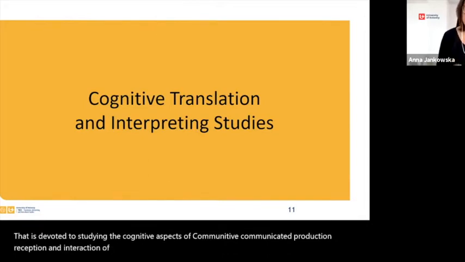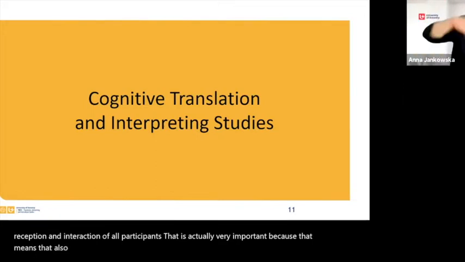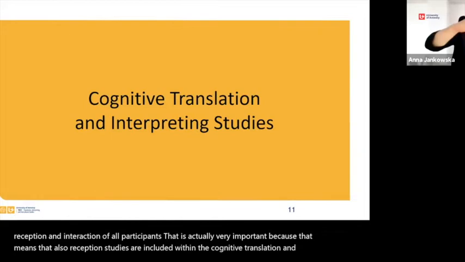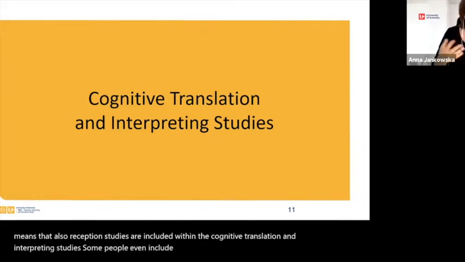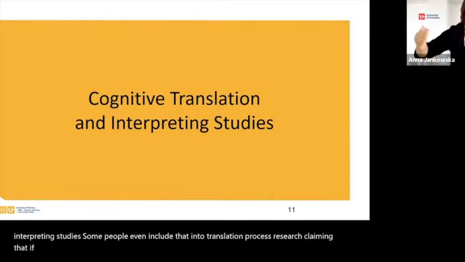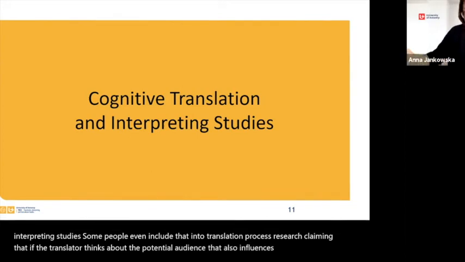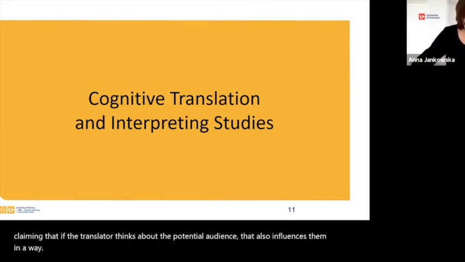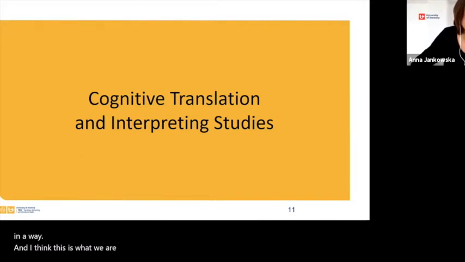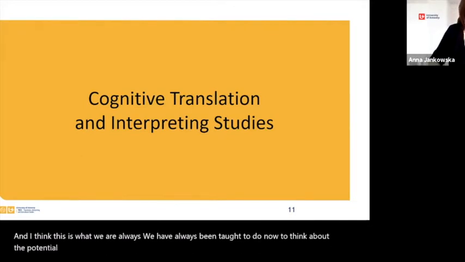That is actually very important because that means that reception studies are also included within the cognitive translation and interpreting studies. Some people even include that in translation process research, claiming that if the translator thinks about the potential audience, that also influences them in a way. And I think this is what we have always been taught to do, no? To think about the potential audience while we translate.